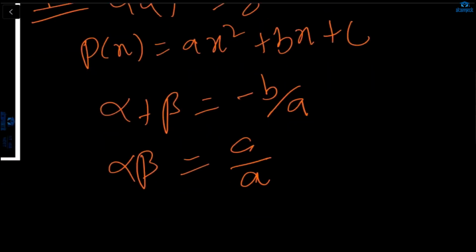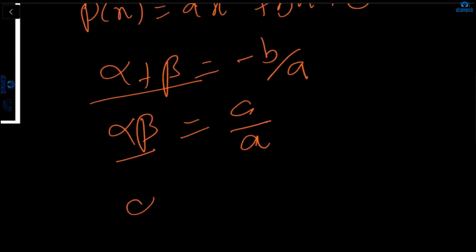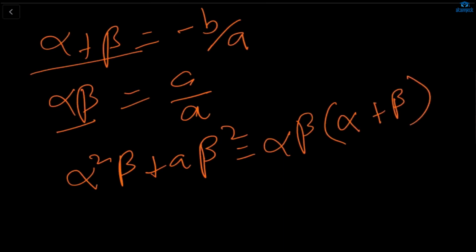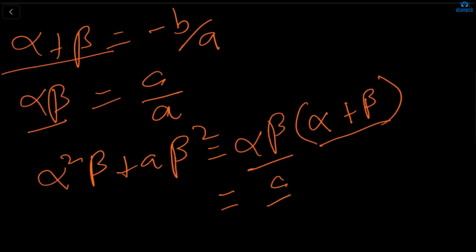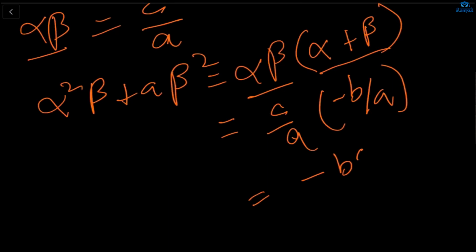Now we know alpha plus beta and alpha into beta. We have to evaluate alpha square beta plus alpha beta square. How can we find this? You can take alpha beta common, and it will be alpha beta times alpha plus beta. We already know the product of alpha and beta is c by a, and the sum is minus b by a. So it will be minus bc by a square. Have you understood? Any doubt in this question?